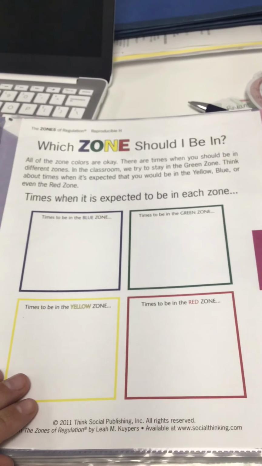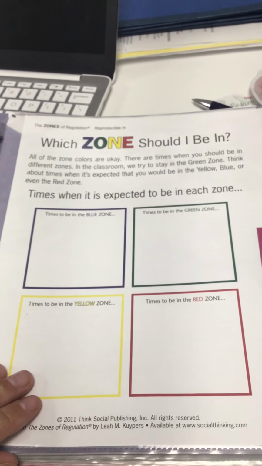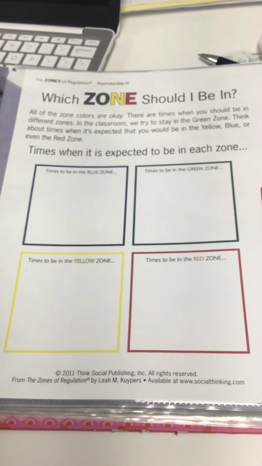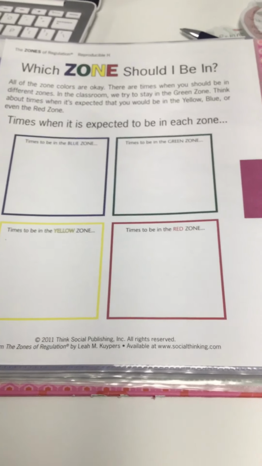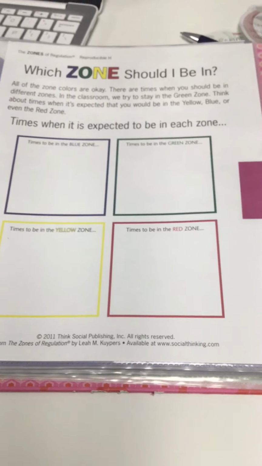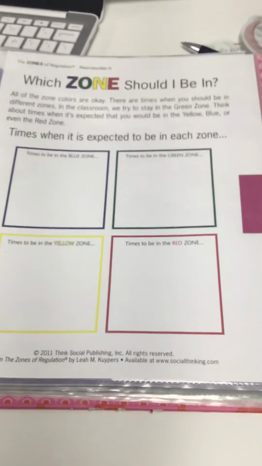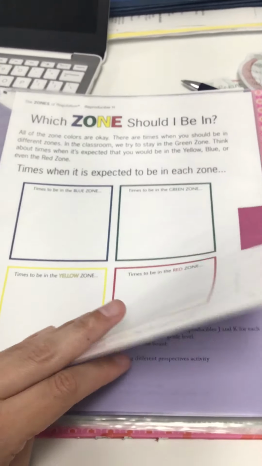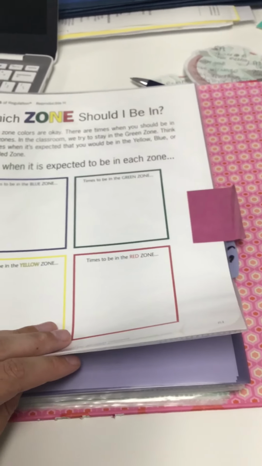And then, which zone should I be in? Basically what this program teaches is it's okay to be in different zones. All of us go into the blue zone, all of us go into the red zone, but how do we get back to the green zone and how do we self-regulate? It's not good to stay in the red zone all day. I don't want to be angry and aggressive all day, and that's not appropriate for a lot of the settings that we're in.